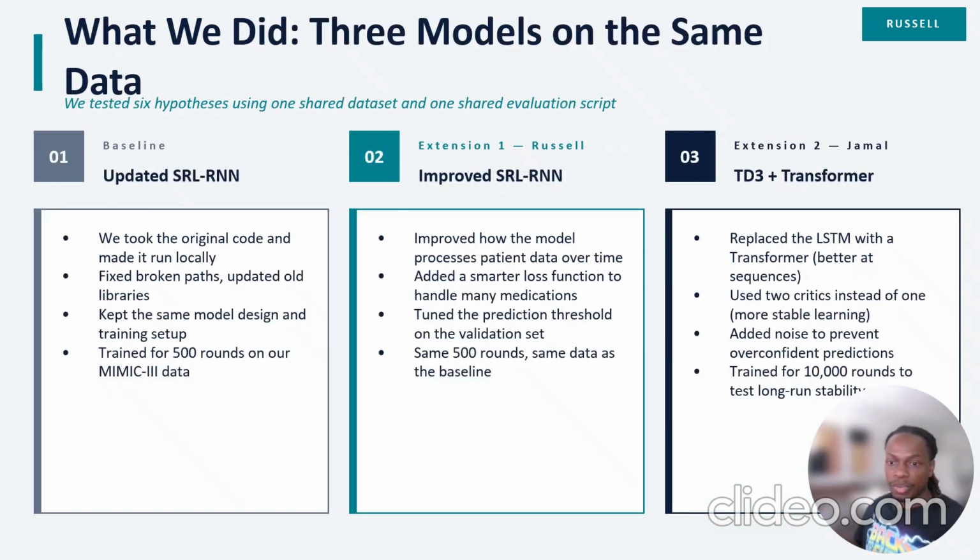What we did: we compared three models on the same dataset with the same evaluation script. First, we rebuilt the original SRL-RNN baseline so it could run locally. Second, I developed an improved SRL-RNN with a better multi-label loss and threshold tuning. Third, Jamal built a TD3 plus transformer version to improve long-run stability. So the goal was to fairly compare a reproduced baseline against two extensions.